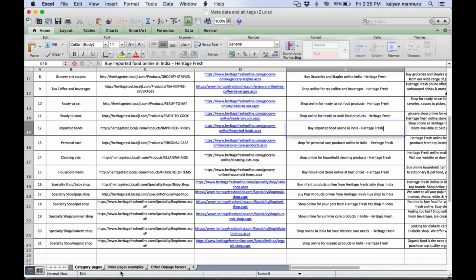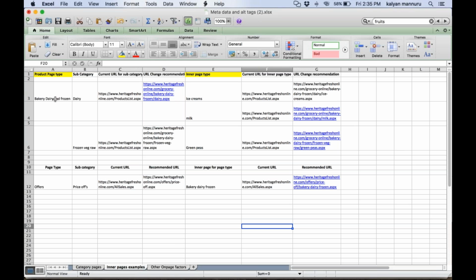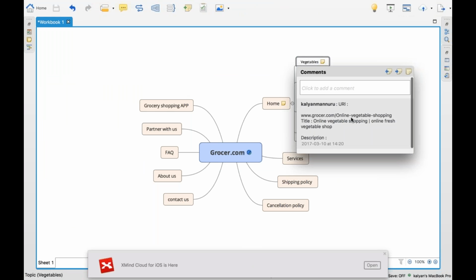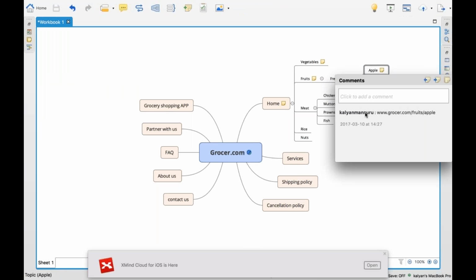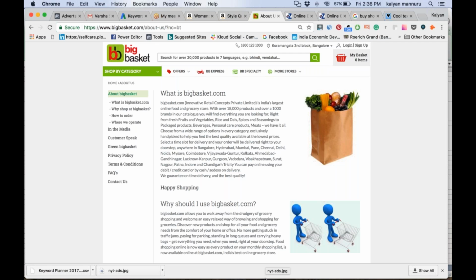Now if you look at inner pages, other pages, that is subcategories. So the subcategory is just dairy. For dairy we are suggesting dairy.html or dairy.php or dairy, whichever language they are using. They have used ASPX, so you can see here. This is just a continuation of the link which we have already done in our presentation. Here your category comes first and then your product or subcategory. That's what these guys have done.